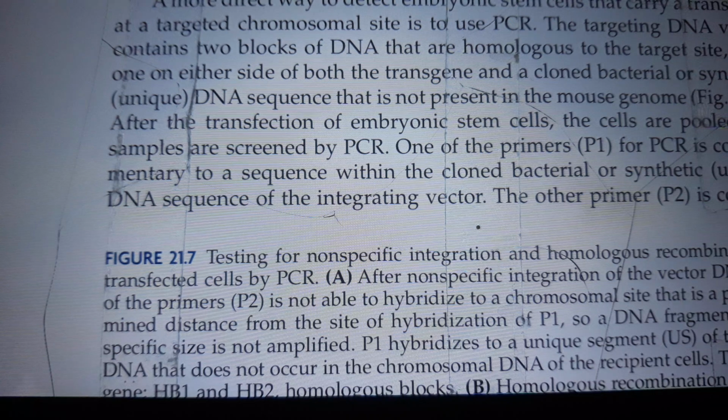A more direct way to detect embryonic stem cells that carry a transgene at a targeted chromosomal site is to use PCR. The targeting DNA vector contains two blocks of DNA that are homologous to the target site, with one on either side of both the transgene and the cloned bacterial or synthetic unique DNA sequence that is not present in the mouse genome. After the transfection of embryonic stem cells, the cells are pooled and samples are screened by PCR.